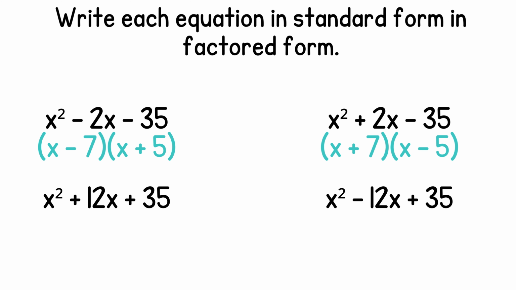Now let's look at the one below on the left. So we have x squared plus 12x plus 35. So we still need two numbers that multiply to 35, but we want the middle term to add to 12. So we'll keep the same factors, but we'll make both of them positive since our middle term is positive 12.